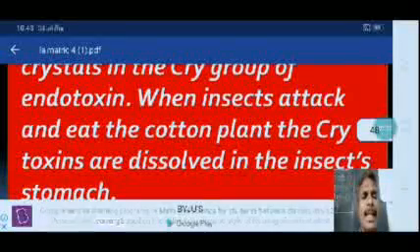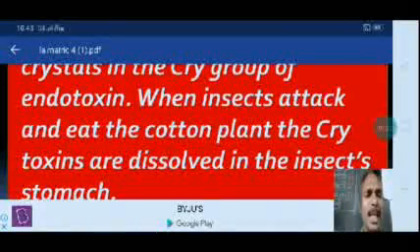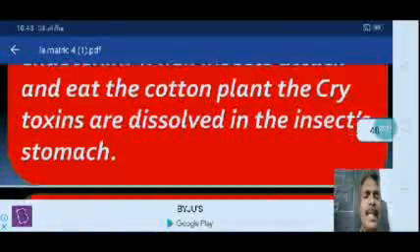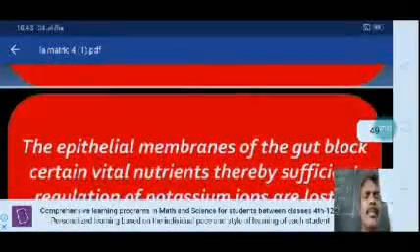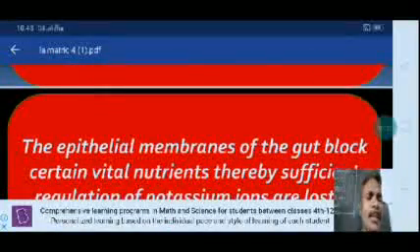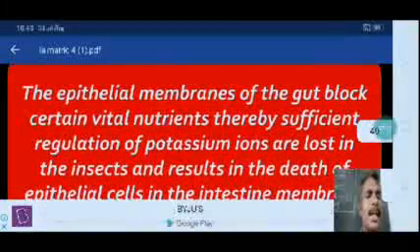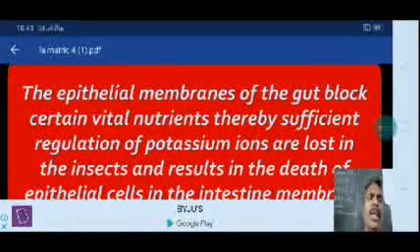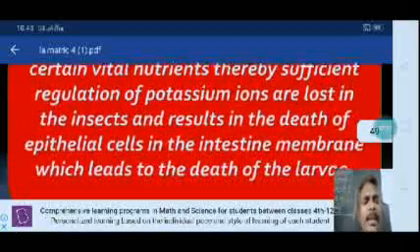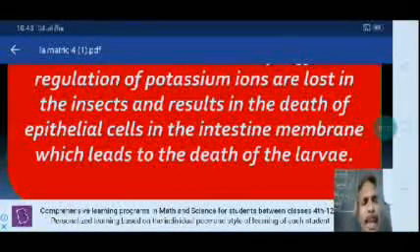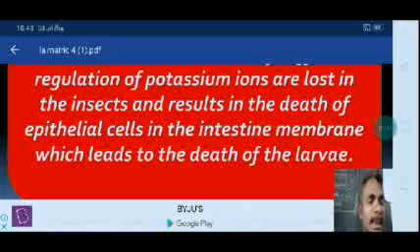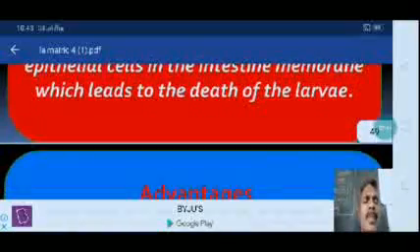When insects attack and eat the cotton plant, the Cry toxins are dissolved in the insect stomach, and the insect dies. The epithelial membranes of the gut block certain vital nutrients, and regulation of potassium ions is lost, resulting in the death of the epithelial cells of the intestinal membrane, which leads to the death of the larva. This is the way the insects are killed.